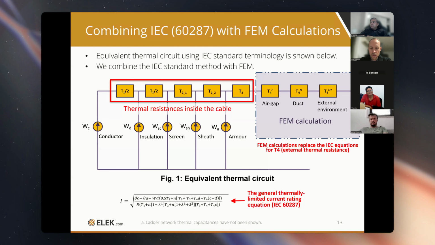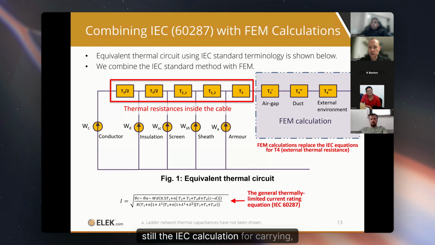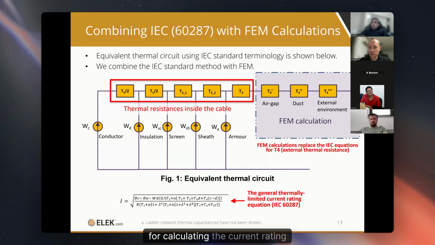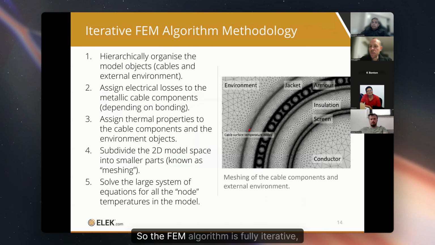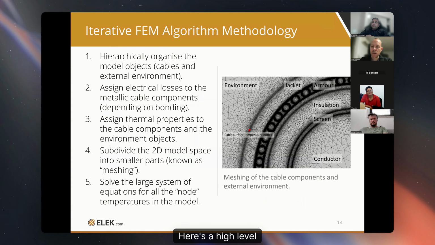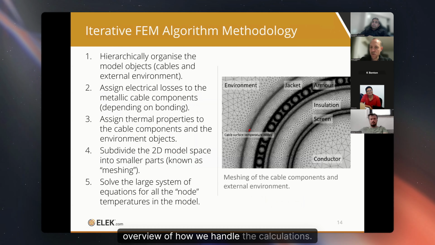We use the IEC for calculating the current rating, as you can see on the bottom of the slide. So the FEM algorithm is fully iterative. It's automated. Here's a high-level overview of how we handle the calculations.